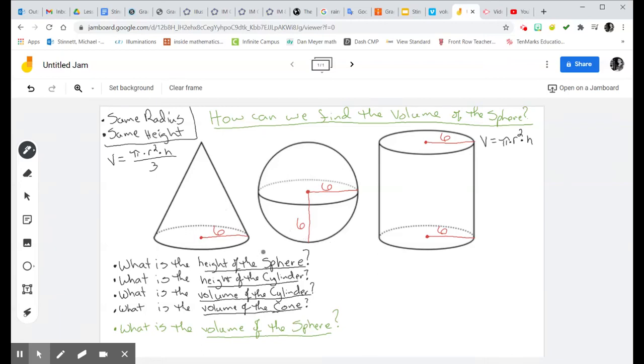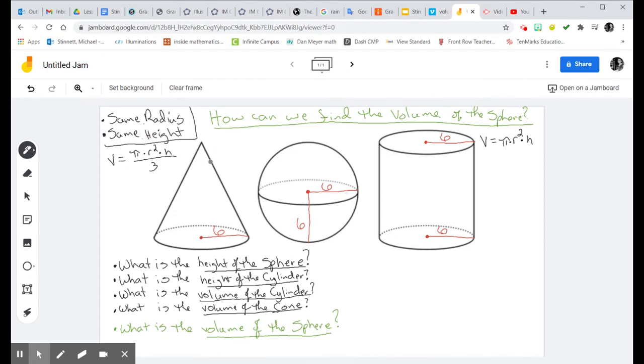Alright guys, here's a video going over what we just looked at, for a little bit more support. So here we're just trying to figure out the same thing we did. How can we find the volume of the sphere here in the middle, so the ball, right? And we still know that all three shapes have the same radius and they have the same height, okay? They have the same radius and the same height.